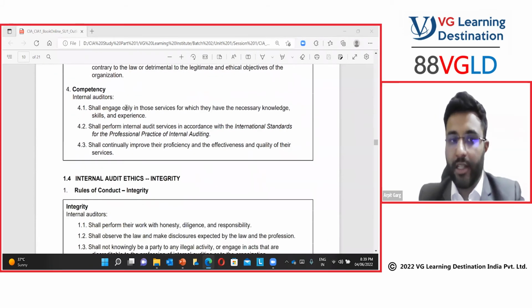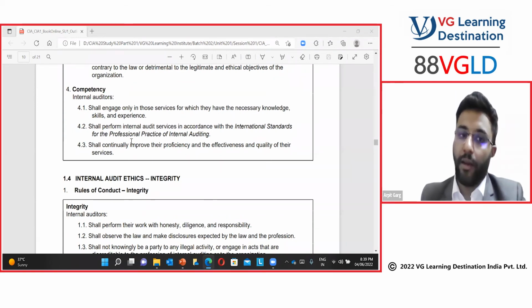And competency. We should only engage in those services where we have the knowledge, skill set, and experience. We should perform the work as per the standards and the IPPF framework, and we should continue to improve. So irrespective of the years of experience that we have, we should still continue to improve, rather than saying, okay, I have so many years of experience, so I should not be doing this. I'm still responsible, and I need to continue to increase my professional development to improve. And if I'm not doing it, then we're violating competency.